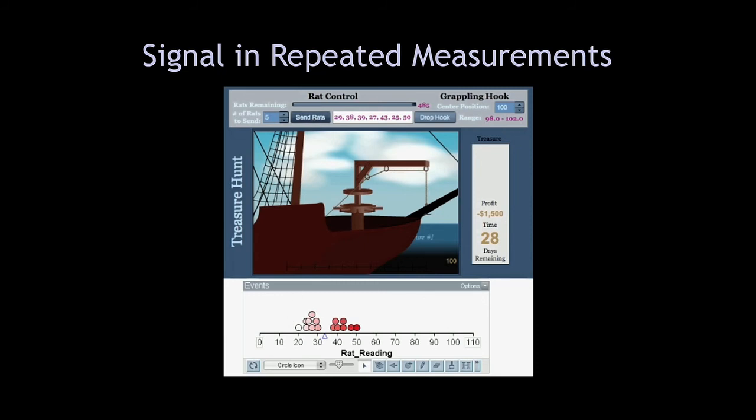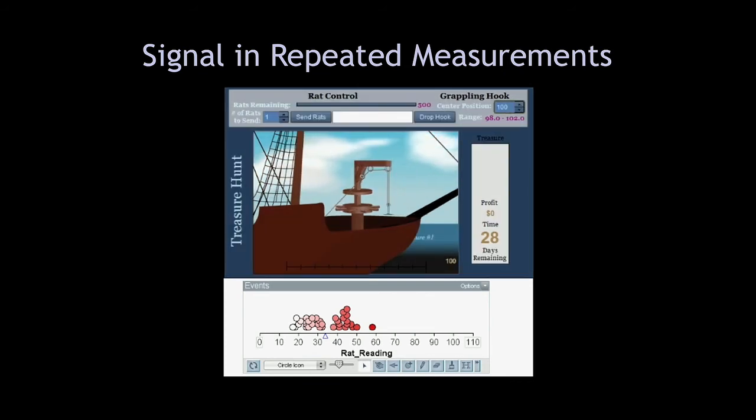But the location readings that the rats give are noisy. So how do you make use of those noisy data? How many rat readings do you need to set the location of this hook to reliably capture that treasure? This game motivates the need to measure variability and helps develop a sense of the relation between a sample size and the sample variability of its mean.